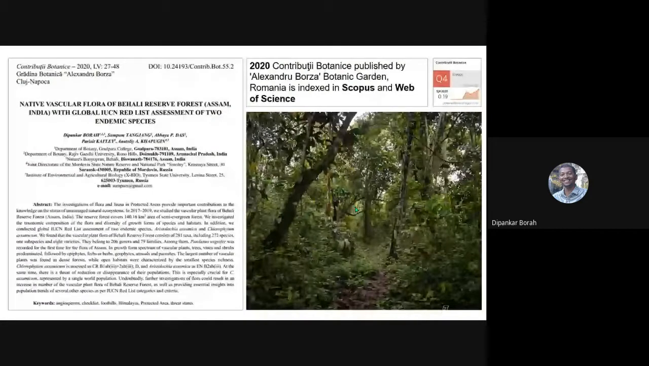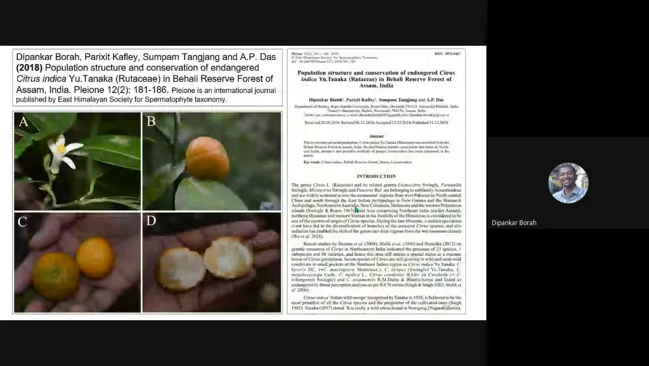The total checklist of the native vascular flora of Behali Reserve Forest was then published in the journal Contributii Botanice, published by the Alexandru Borza Botanical Garden, Romania. Another interesting plant found in Behali Reserve Forest is Citrus indica, the wild Indian orange, which was restricted to the Garo Hills of Meghalaya. This plant was rediscovered after centuries from Assam, and the population structure was also studied. It was published in the journal Pleione, published by the East Himalayan Society for Spermatophyte Taxonomy.